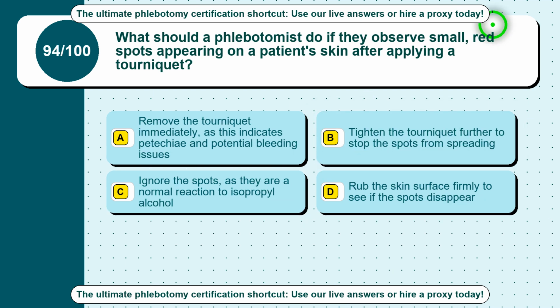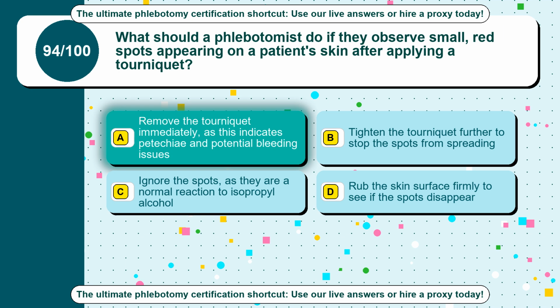Question 94. What should a phlebotomist do if they observe small, red spots appearing on a patient's skin after applying a tourniquet? Option A, remove the tourniquet immediately, as this indicates petechiae and potential bleeding issues. Option B, tighten the tourniquet further to stop the spots from spreading. Option C, ignore the spots, as they are a normal reaction to isopropyl alcohol. Option D, rub the skin surface firmly to see if the spots disappear.